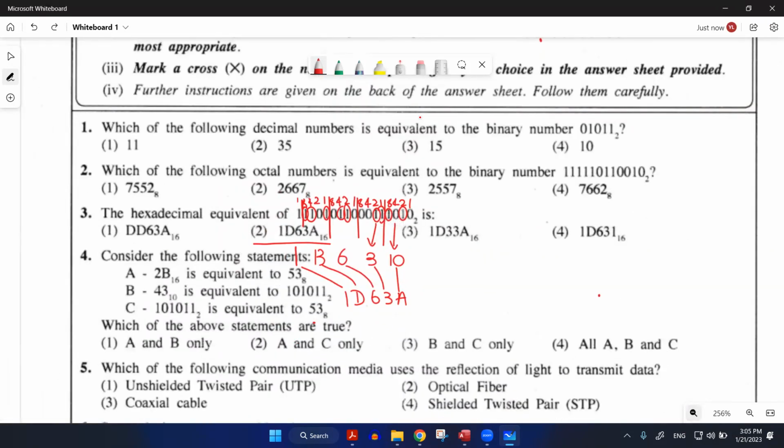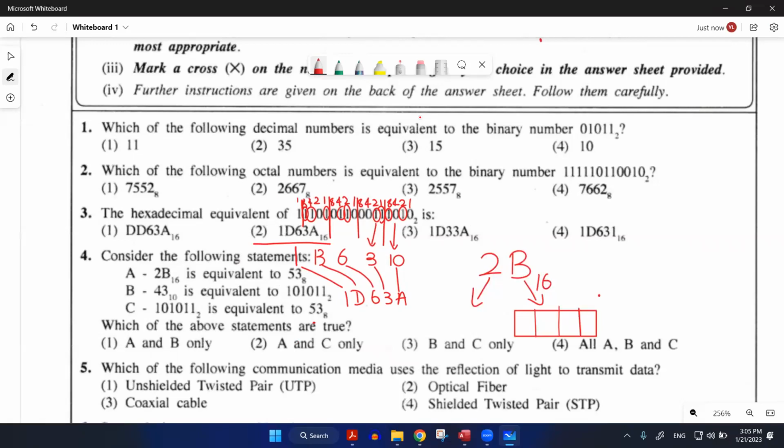The fourth one says, consider the following statements. A: 2B in hexadecimal is equivalent to 53 in octal. Again, we have some calculations to do. So 2B hexadecimal can be easily converted into octal by converting first into binary. B means 11, and that is going to be written within 4-bit groups, right?